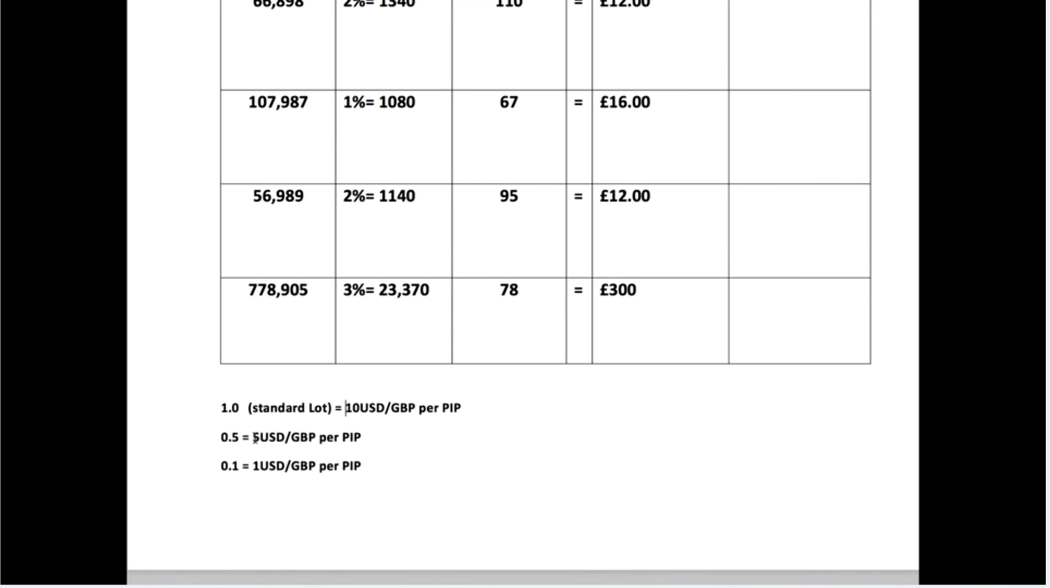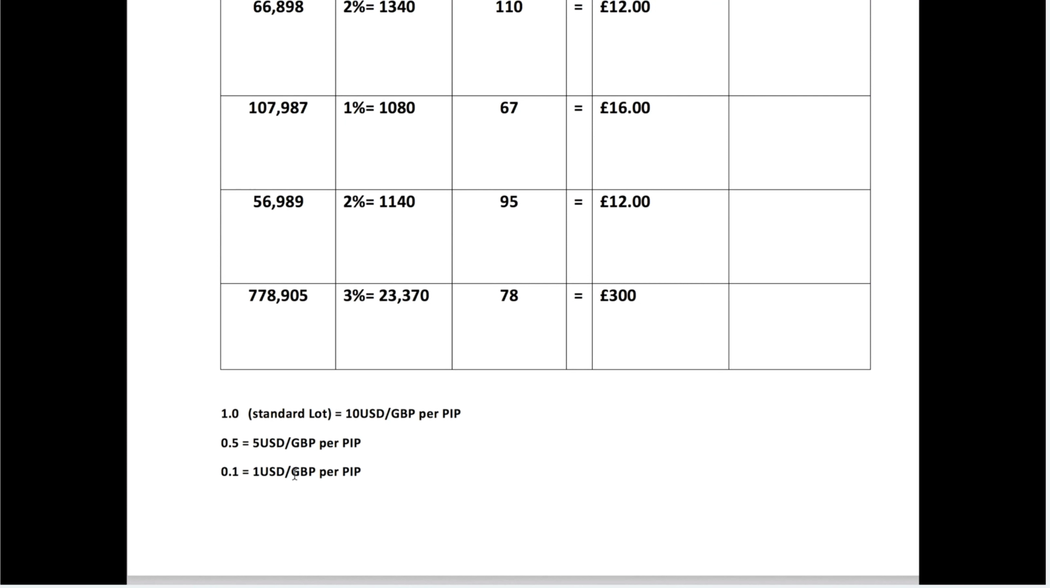0.5 is $5 or £5 or 5, whichever currency per pip. 0.1 is $1. And you can get accounts where you can go lower than that and do like 50 cents or 50 pence, 10 pence. They're micro accounts, and it's normally 0.01. That would be 10 pence or 10 cents.